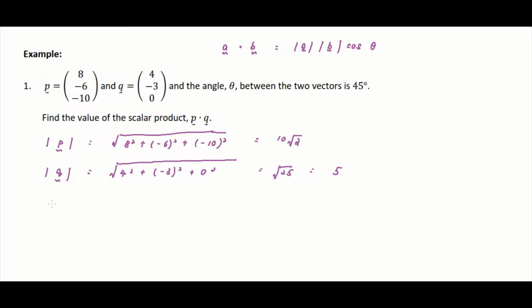Now we can substitute them in the formula. P dot Q, the scalar product, will be equal to the magnitude of P, which is 10 square root 2, multiplied by the magnitude of Q, then cos theta. If you want to copy down the formula, you can apply it first. So in this question it will be 10 square root 2 multiplied by 5, then cos 45. You can just press everything in your calculator, and you'll get the answer, which is 50. As simple as that. Alright, so let's continue the notes.